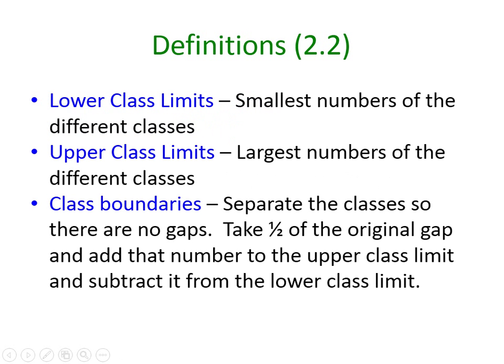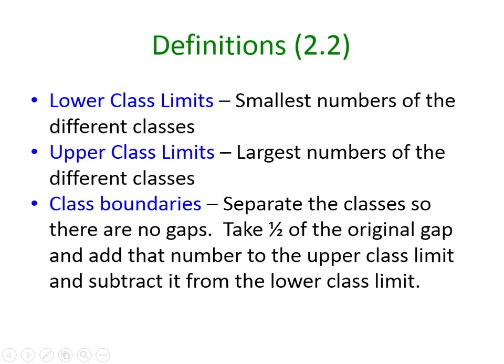As we look at this, and again, this one has a lot of terminology that we'll be going with. The lower class limits are the smallest numbers of those different classes. So for ours, it was the 60, 70, 80. Those are my lower class limits. The upper class limits are the largest numbers of those different classes. So my upper class limits were the 69, 79, 89.